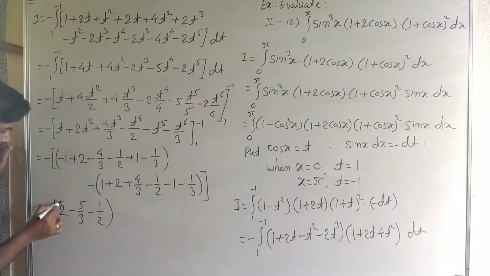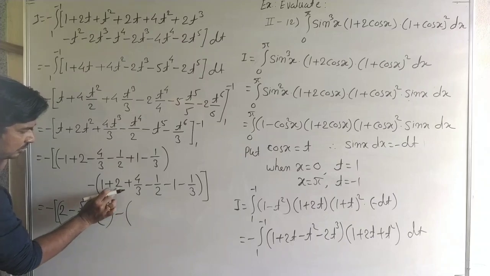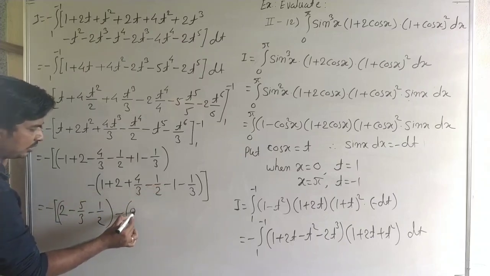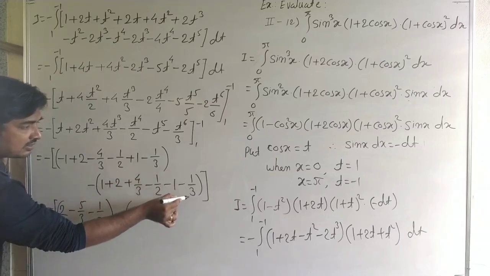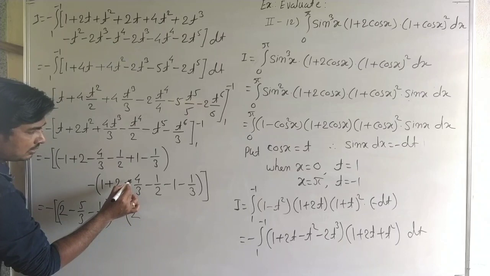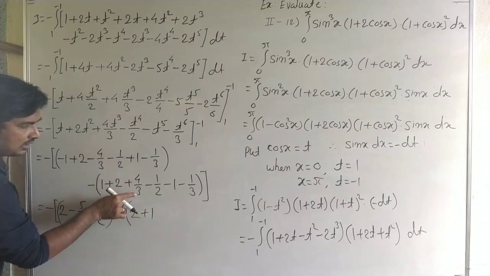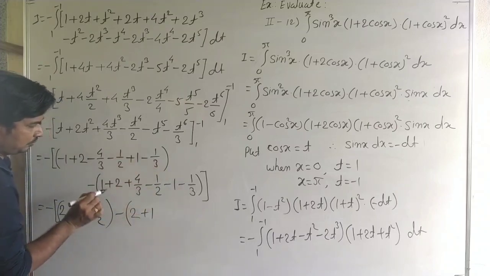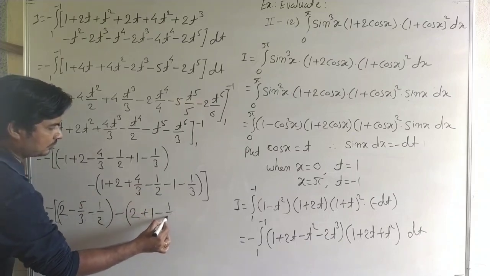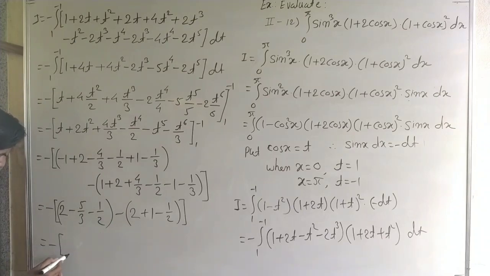Okay, it is the first bracket, that is the values of the upper limit, minus. Again here 1 plus 2, it is 3 and again minus 1, therefore it is 2. Okay, and here 4 by 3 and minus 1 by 3, see carefully, 4 minus 1, it is 3, 3 by 3 it is 1 and remaining it is minus 1 by 2.